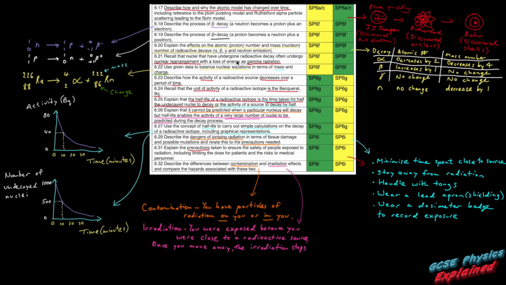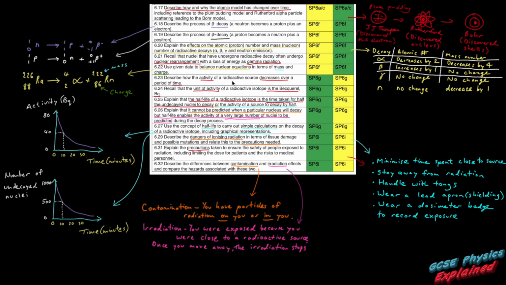Recall that nuclei that have undergone radioactive decay often undergo nuclear rearrangement with a loss of energy as gamma radiation. Use given data to balance nuclear equations in terms of mass and charge. So I've given an example here. You've got radium-226 (88 protons) turned into radon after kicking out an alpha. So 222 plus 4 equals 226, which means the mass numbers balance. And 86 plus 2 equals 88, so the charge number, or the proton number, balances as well.